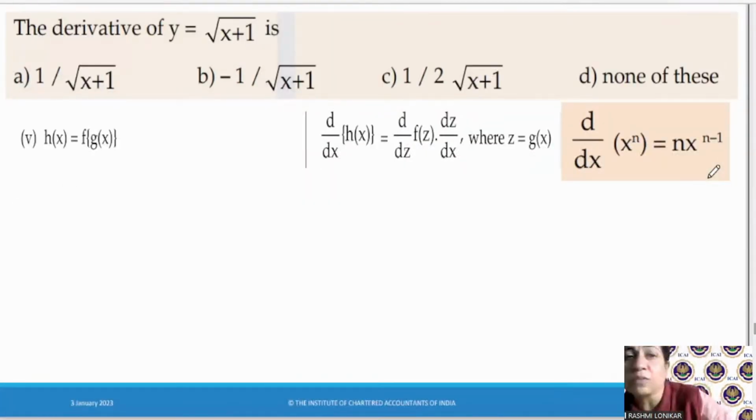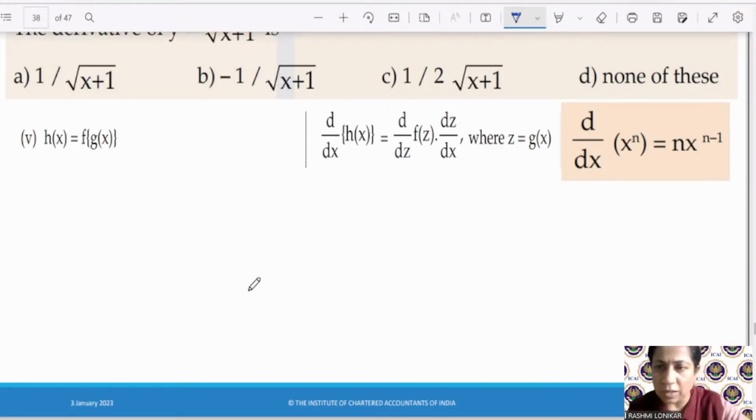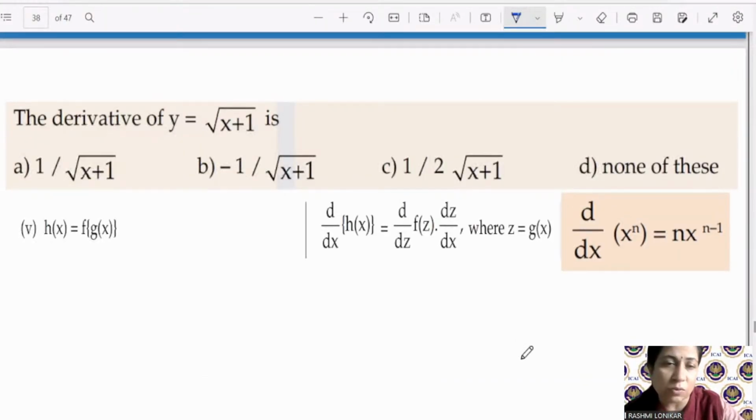Now the derivative of y is equal to square root of x plus 1. All these questions are from exercise 8A. You can either do this directly, but if you're not comfortable with that, because here it is x plus 1, what if it is 3x plus 1? What happens inside?